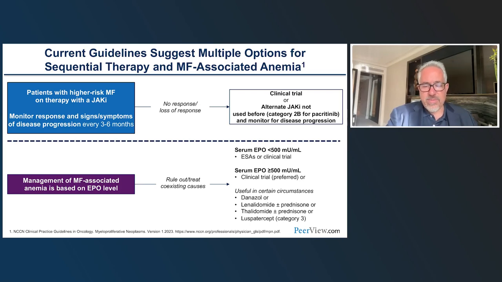Additionally, danazol can have some activity, and that's been further validated even as a control arm in the MOMENTUM study. It has activity. Next, the IMiDs. And then luspatercept has been used off-label, but is clearly trying to seek an on-label approval.